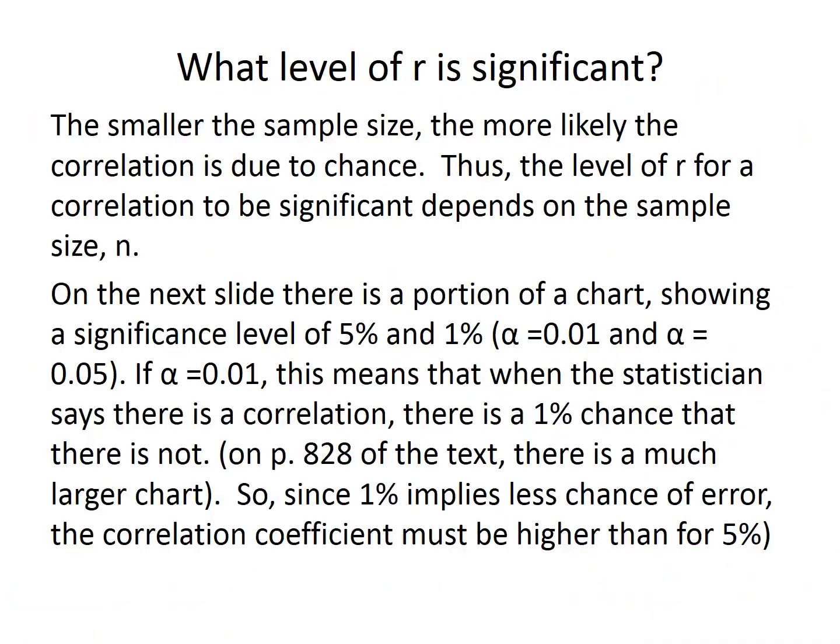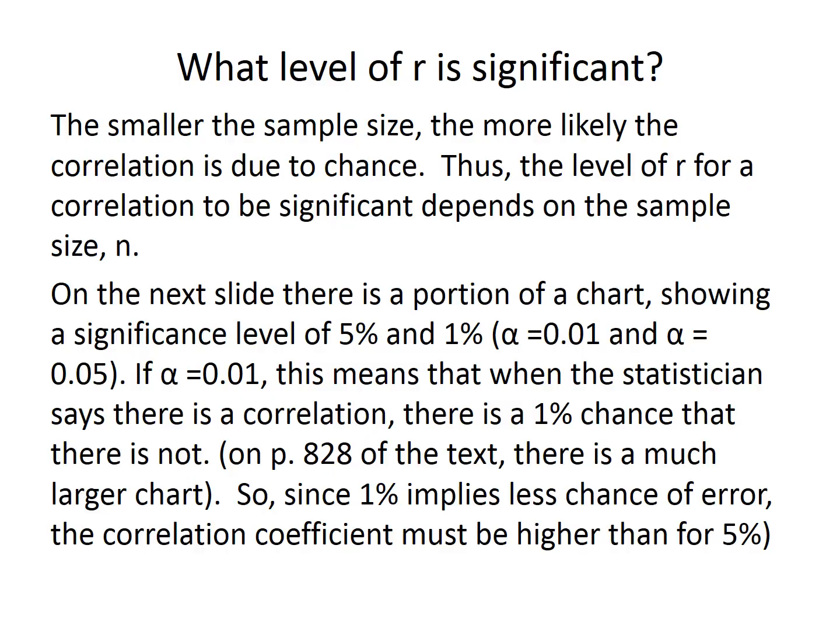What level of R is significant? All right, so you might say, well, is 0.7 large enough to use the line as a good predictor? The smaller the sample size, the more likely the correlation is due to chance. Thus, the level of R for the correlation to be significant depends on the sample size N.